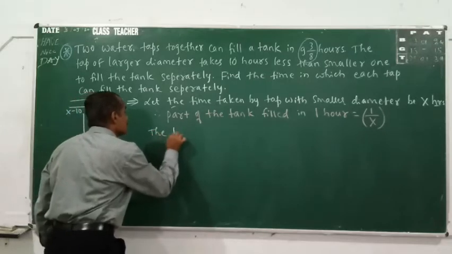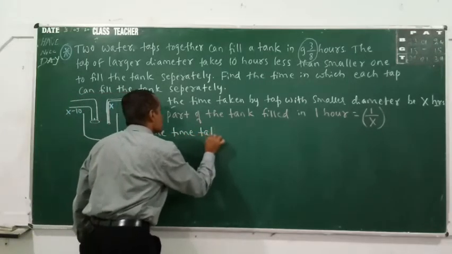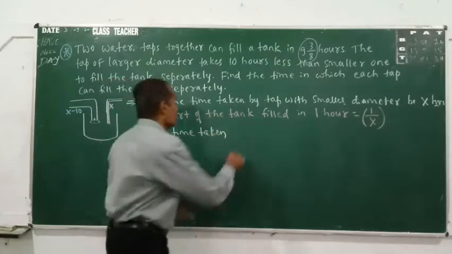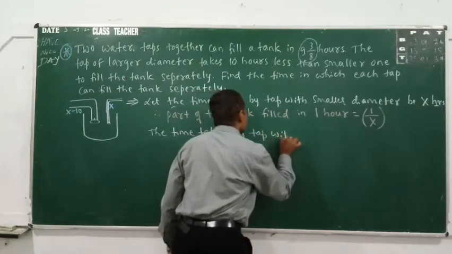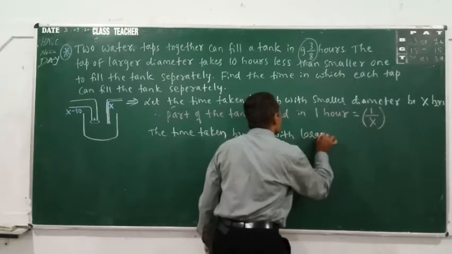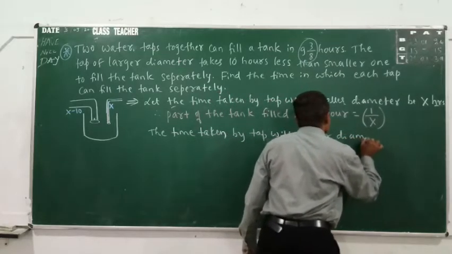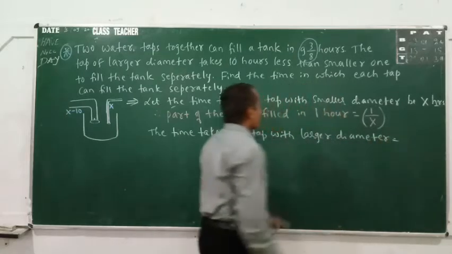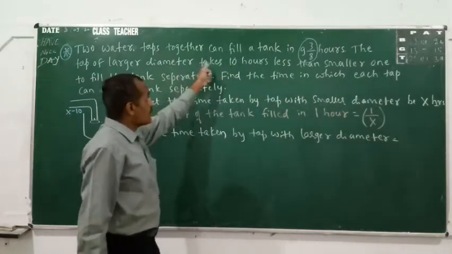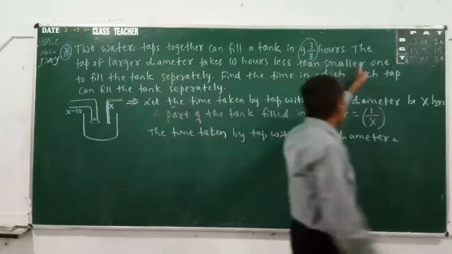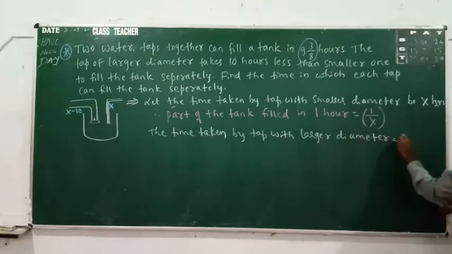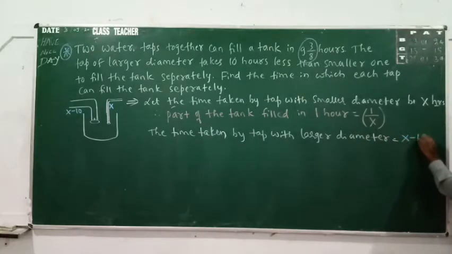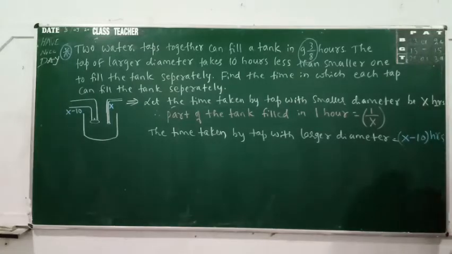The time taken by the tap with larger diameter. What do you say? The larger diameter tap takes 10 hours less compared to the smaller one. The smaller one is taking x hours. I can say the time taken by the larger tap is equal to x minus 10 hours, 10 hours less compared to this.